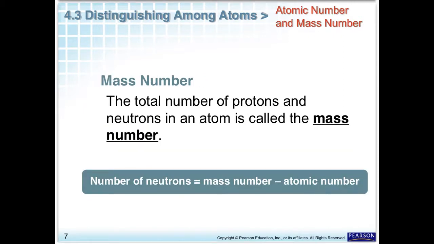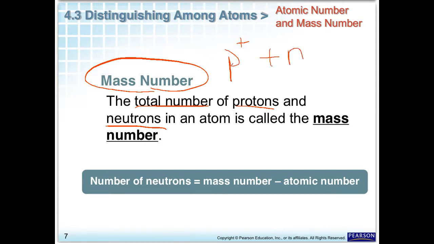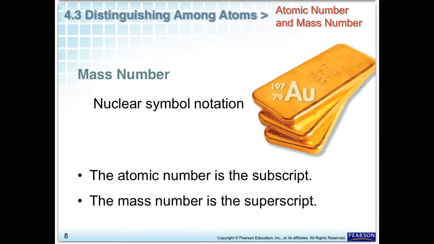Now the next number we're going to talk about is called the mass number. The mass number is the total number of protons and neutrons added together. So positive protons added to neutral neutrons equals the mass number. So in order to figure out the number of neutrons, you can take the mass number, subtract the atomic number, and that will tell you the number of neutrons in an element.